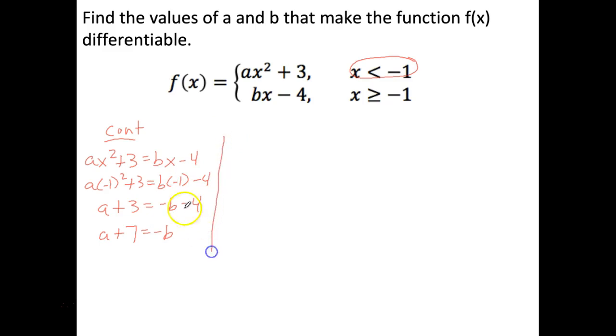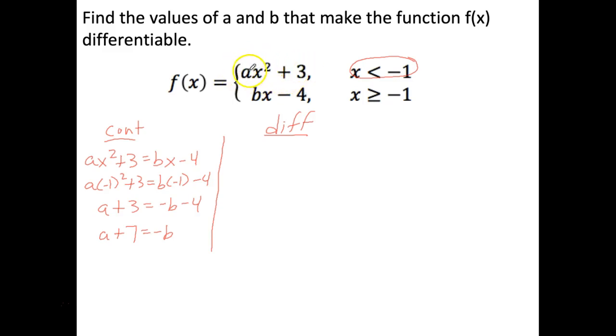So remember, continuity isn't the only thing that makes up something differentiable. Differentiability doesn't only mean that their y values are the same, but also that their slopes are the same. So what we're going to do is set the slopes of these two things equal to each other. And slope means derivative, right? So we're going to need to take the derivative of this and the derivative of this and set those equal to each other. So let's take the derivative of this top one first.